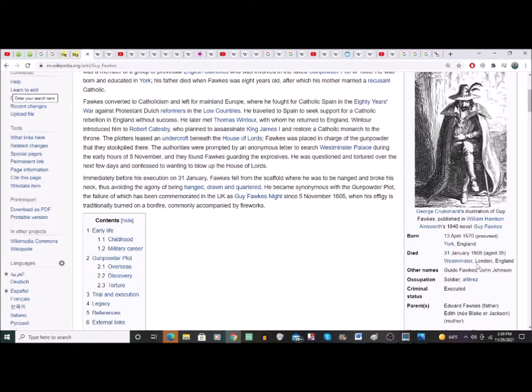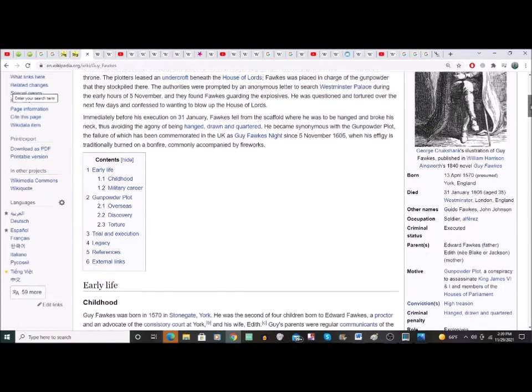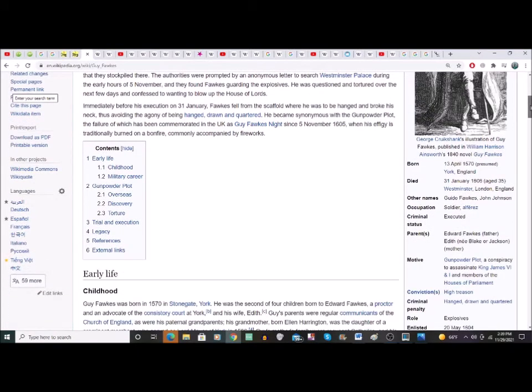Let's look at the day of the year when he died. This is weird because I thought his birthday was a different day, but look at the death date. He died on the 31st of January. You would have thought he was burned at the stake immediately before his execution on the 31st of January. So we have the death of the man referenced.